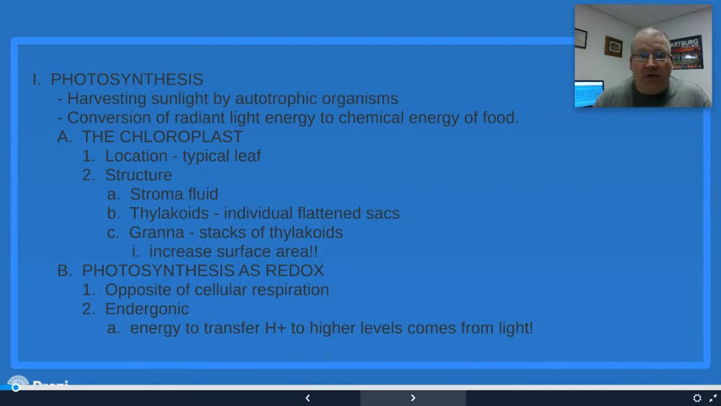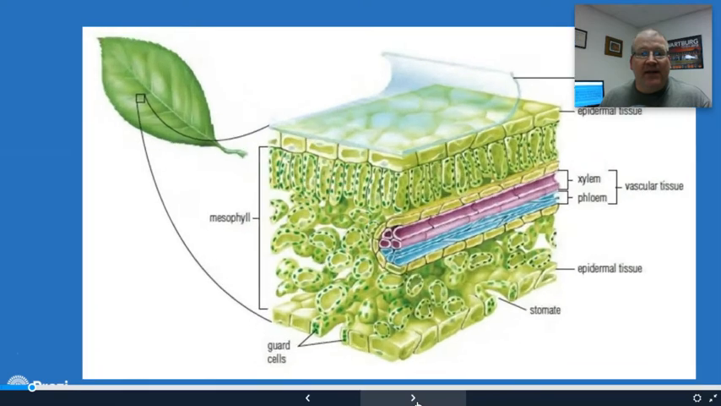So, autotrophic organisms, those that can feed themselves or photosynthesize, convert radiant light energy to chemical energy of food. The first thing we've got to do is figure out where this happens. So we're going to go very typically. So where does this typically happen?